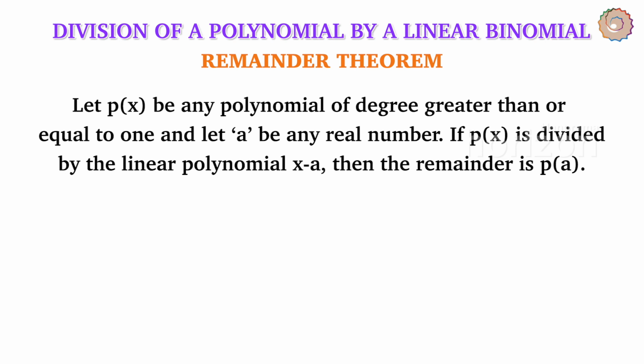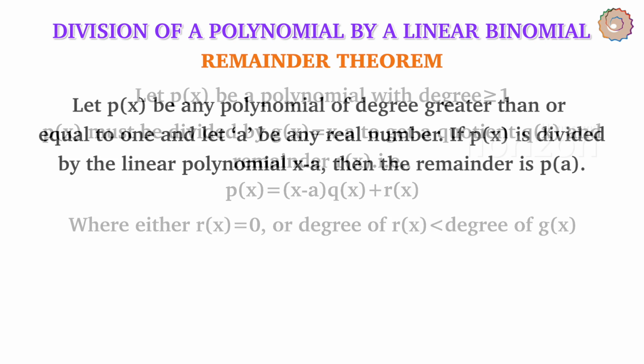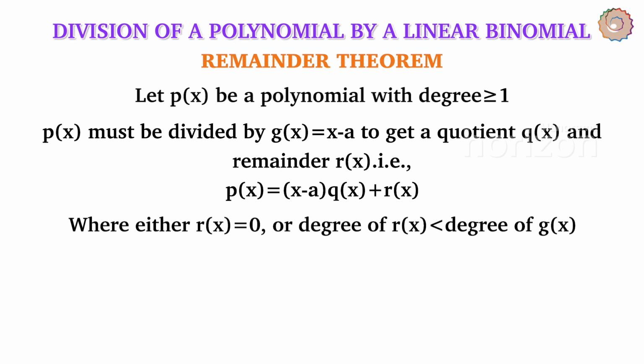We can state it as: let p of x be any polynomial of degree greater than or equal to 1, and let a be any real number. If p of x is divided by the linear polynomial x minus a, then the remainder is p of a. Let's prove this. Let p of x be a polynomial with degree greater than or equal to 1. p of x is divided by g of x equals x minus a to get a quotient q of x and remainder r of x.